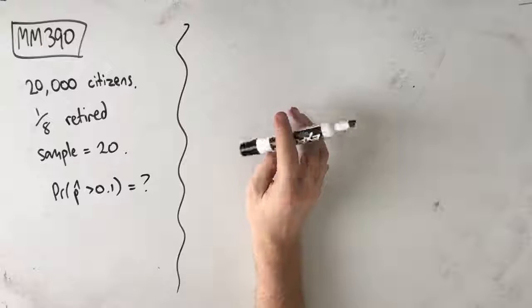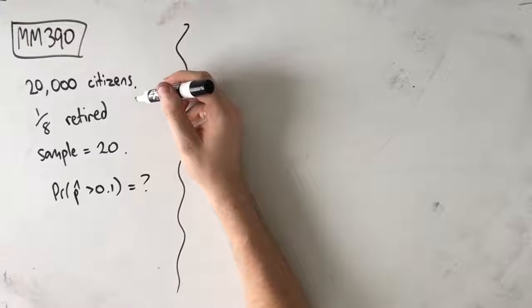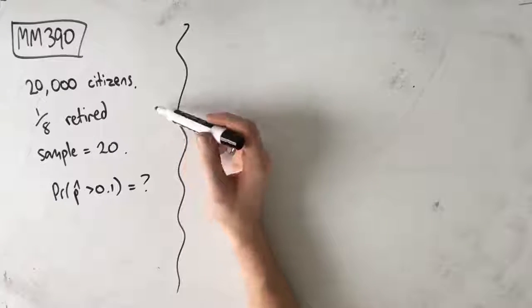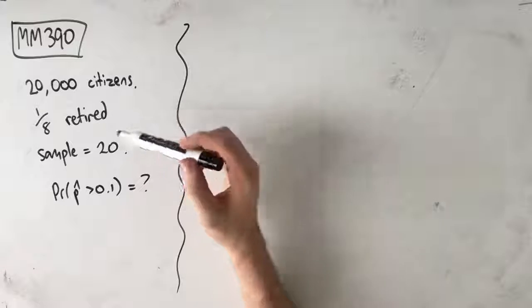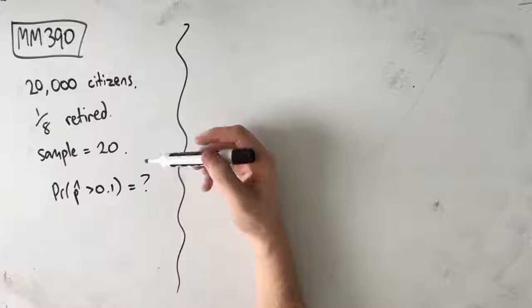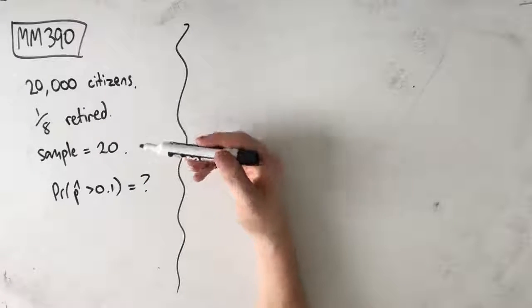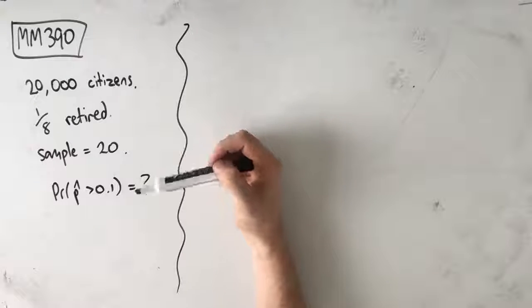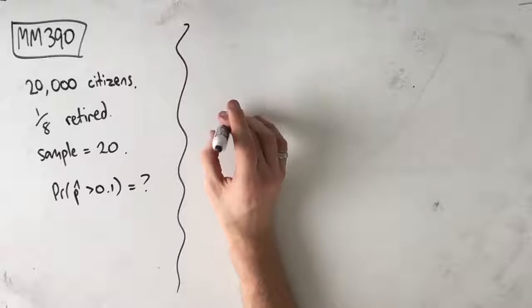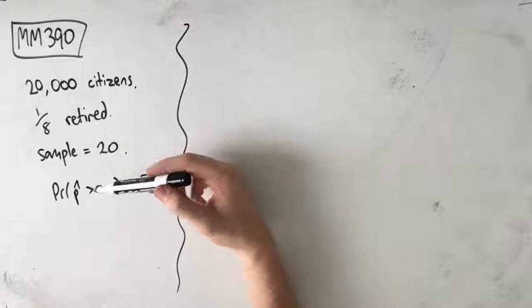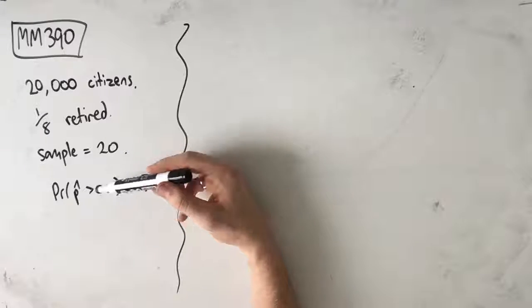So in this question we've got a particular town which has 20,000 citizens. From census data it is known that 1 in 8 citizens in this town are retired. There are 20 people in a cafe on a Friday morning. For this group of 20 people, p hat is the random variable of the distribution of sample proportions of retired citizens, and we're looking for the probability of p hat is greater than 0.1.